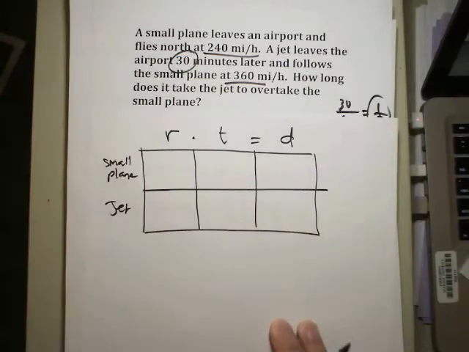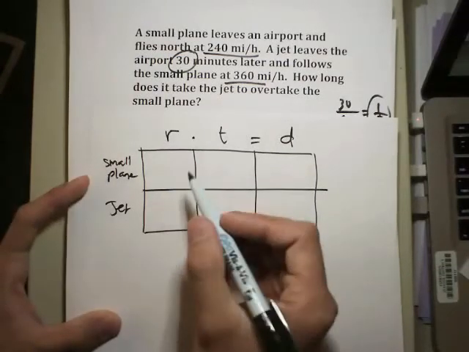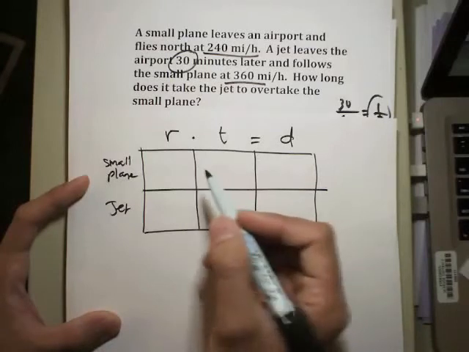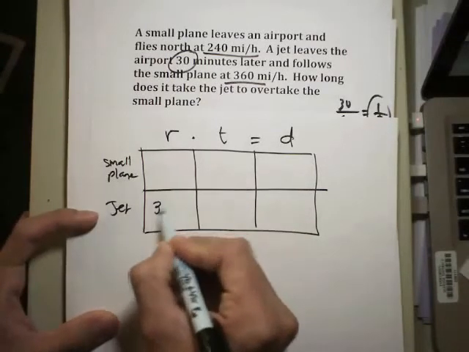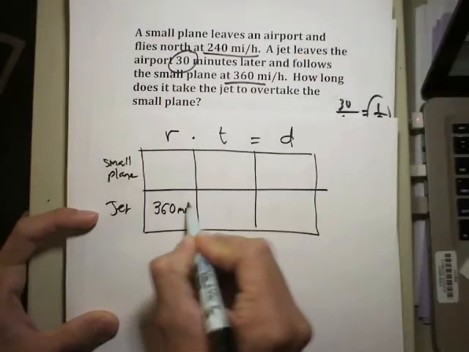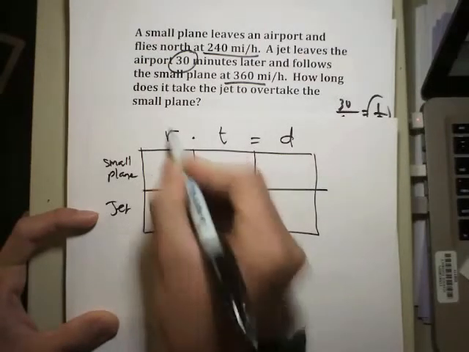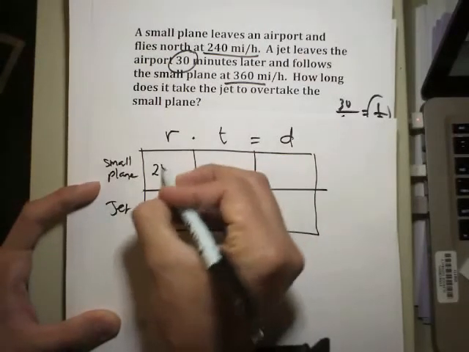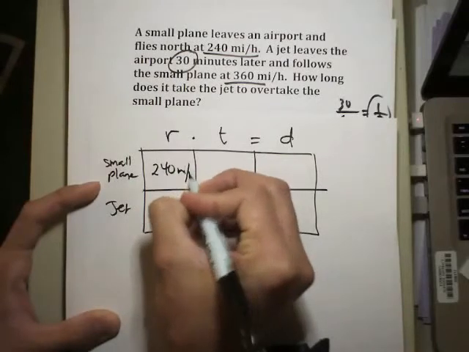So as we read through the problem, we know that the jet is flying at 360 miles an hour, so I'm going to go ahead and write that value in there, miles an hour, under the rate. Rate is for speed. The small plane is 240 miles per hour.